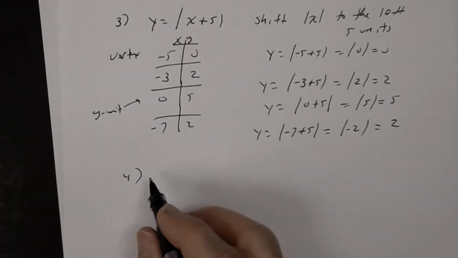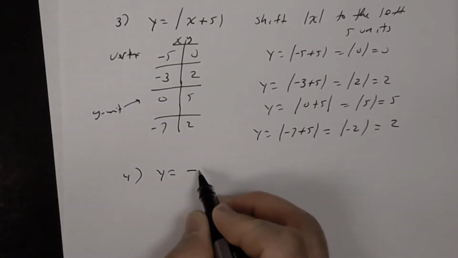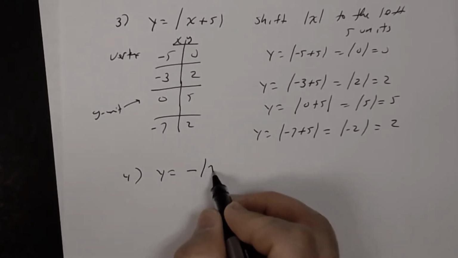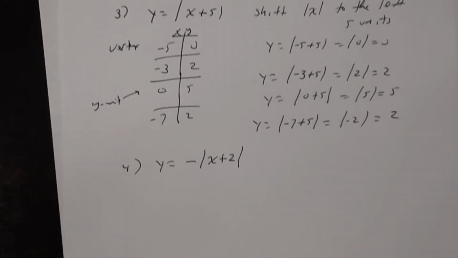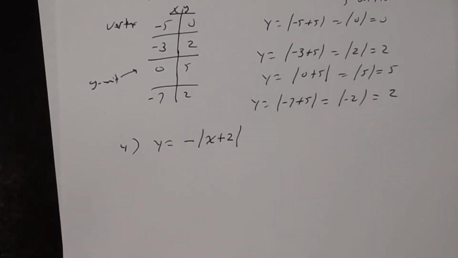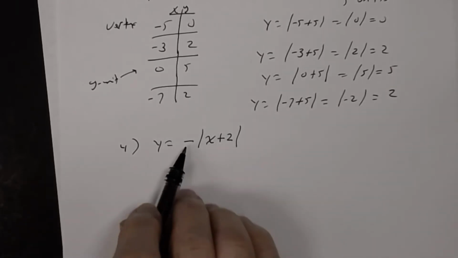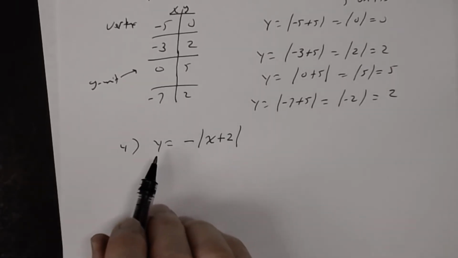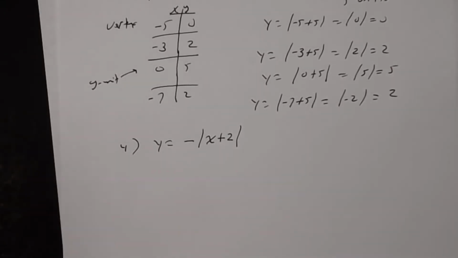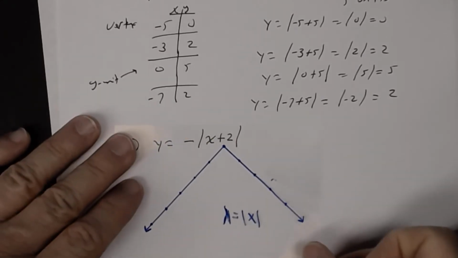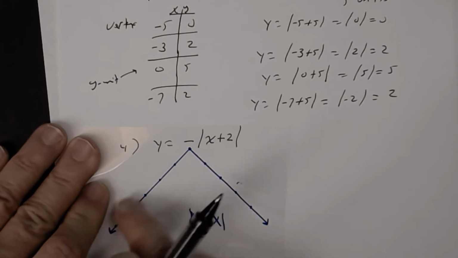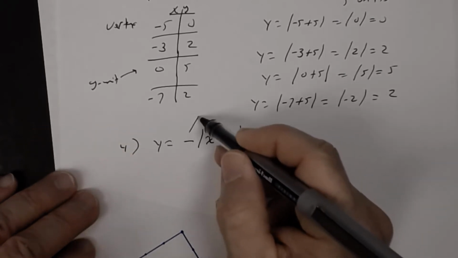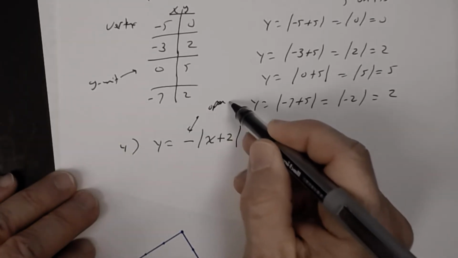What if we had this, number 4? Y equals negative absolute value of x plus 2. Okay, so you got to remember something from our previous lesson. The negative on the outside makes the graph open down. So it's going to go down. So that's what that negative does. The negative opens the graph down. So remember that opens down.